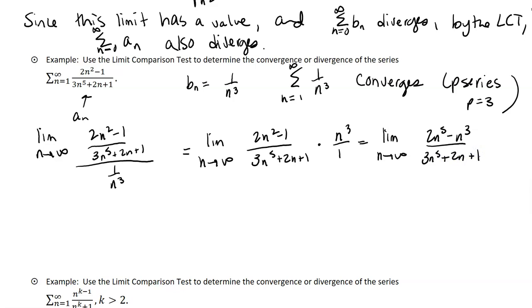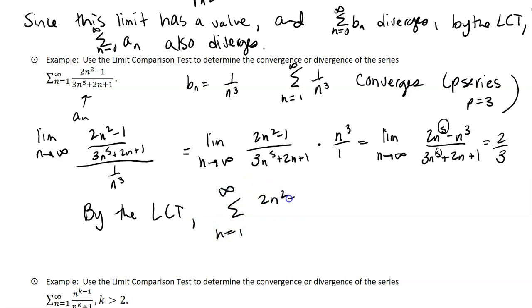Now you can either use L'Hopital's rule, because this is an infinity over infinity limit, or you can compare the powers, and since they both have a 5th degree power, this is just going to be the ratio of the coefficients, or 2/3. So again, since this is an L, a finite number that's positive, we can say by the limit comparison test, the series that we started with also converges.